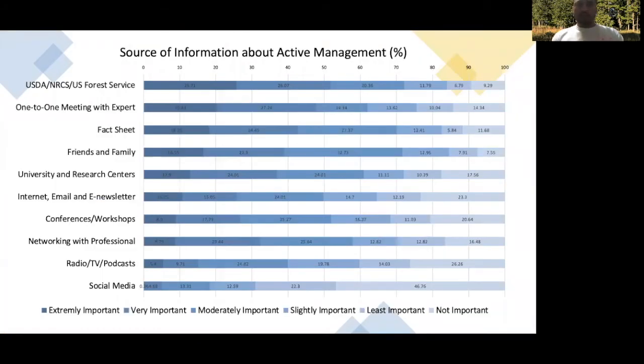We asked respondents to rate their most and least preferred sources of information about active management. Landowners mentioned that government agencies such as USDA, NRCS, and the US Forest Service are extremely important sources of information, followed by one-to-one meetings with experts, fact sheets, and friends and family. Universities and research institutions are the fifth extremely important source of information for active management, whereas social media and radio, TV, and podcasts are the least important sources of information.